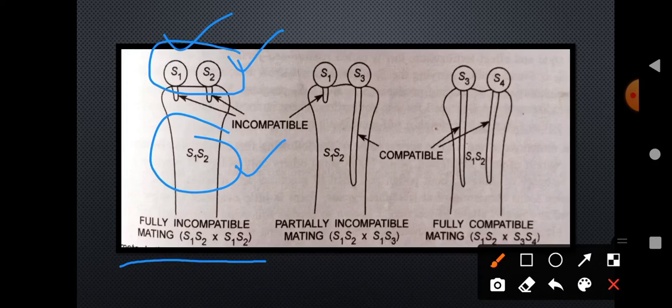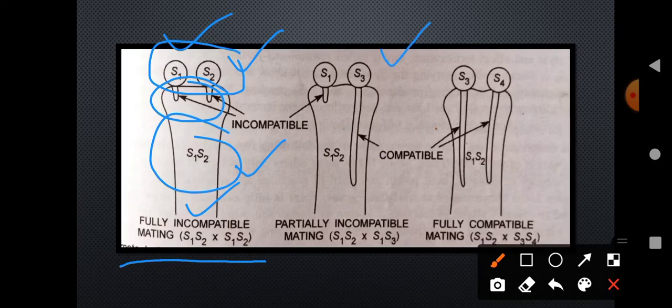So self pollination has happened, so it is fully incompatible because these pollens have very small pollen tubes, and here the male gamete is not able to reach the ovules, and therefore the seed setting may not happen.